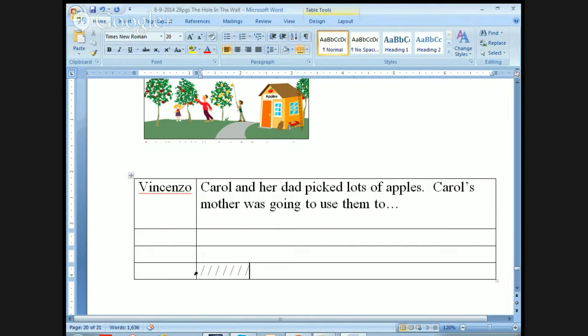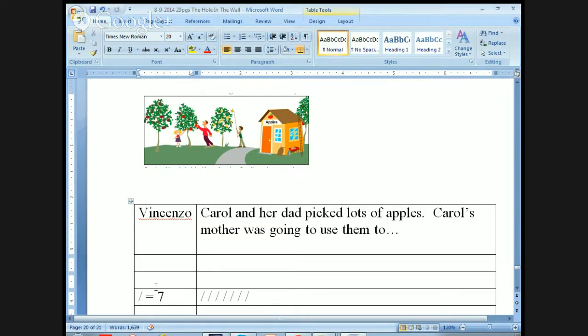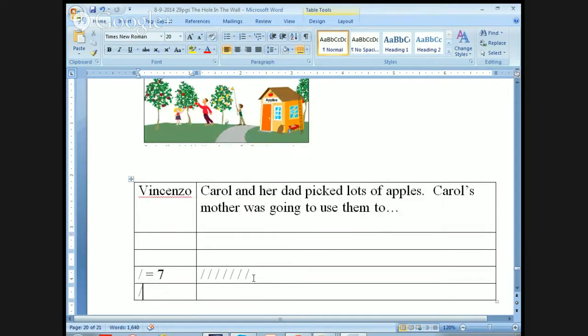Now 1, 2, 3, 4, 5, 6, 7. That was 7 checks. Now I want you to tell it again with fewer than 7. Okay, on the count of 3. 1, 2, 3. Tell the story again, the same story.